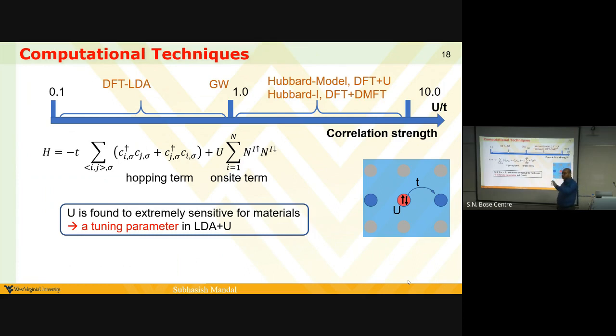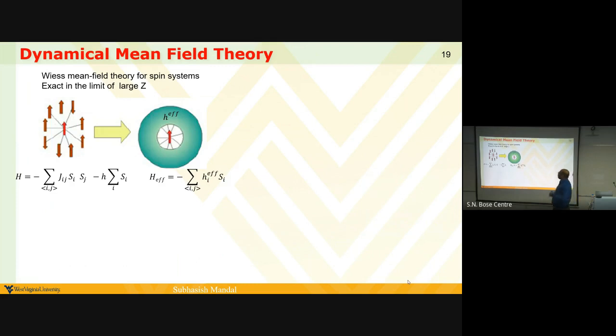Yes, you can solve certain problems with DFT plus U which were not solved in DFT. First of all, the U is a tuning parameter and is extremely sensitive from material to material. And one can compute U from first principles, but still it is very sensitive. And the other issue is it's actually band-like. You are not moving away from the band picture. So we need to go really beyond the band picture, and that is where we need to go for dynamical mean field theory.